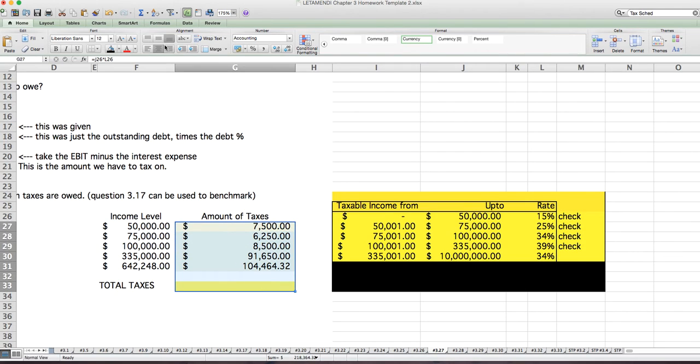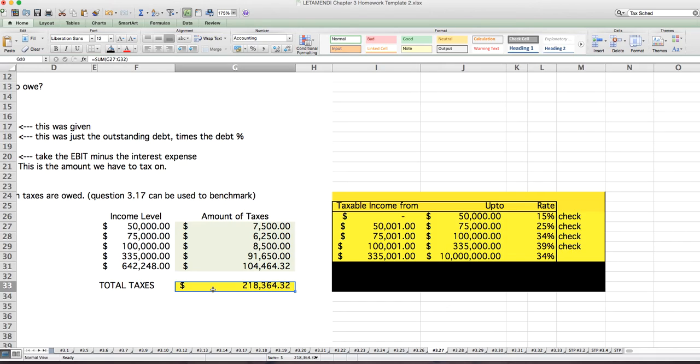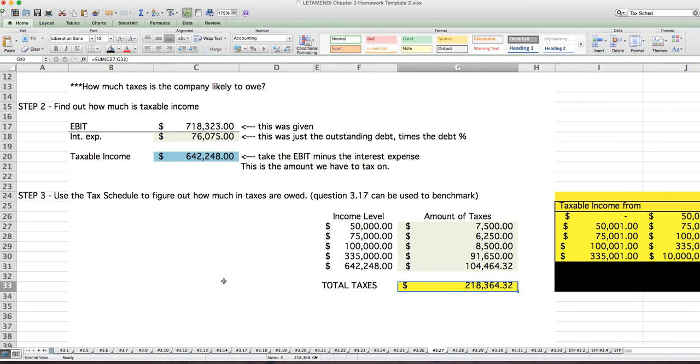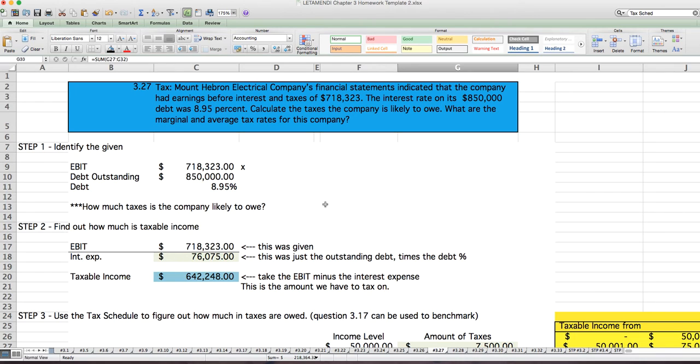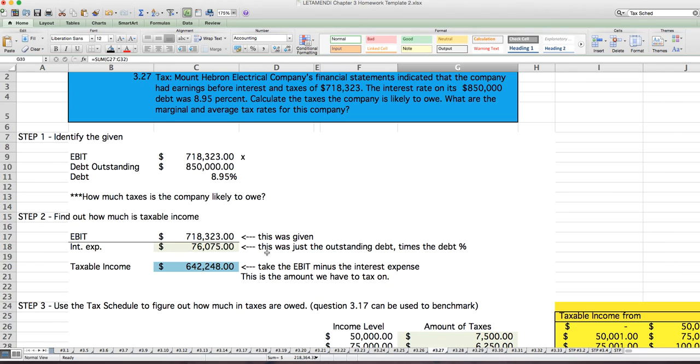In order to calculate the total taxes, guess what you do? You just add them all together. And when you do that, you get the total taxes of $218,364.32. All right, and I leave it to you all to determine what the marginal and average tax rates are for the company. That's something that's covered already in the text.